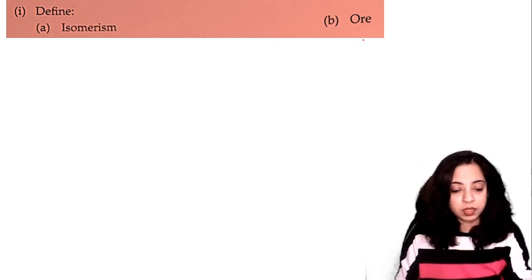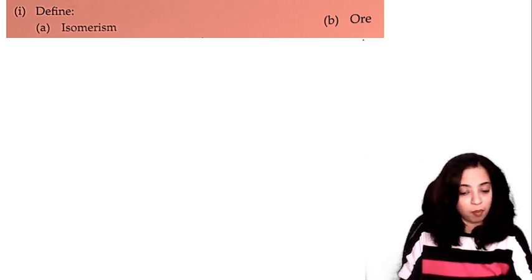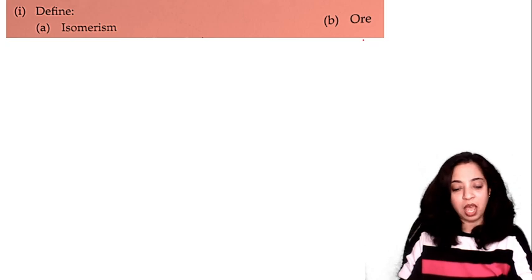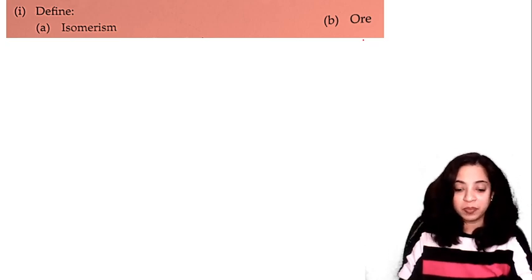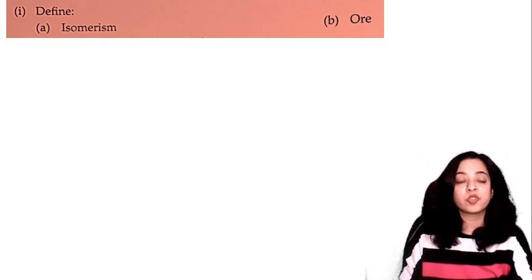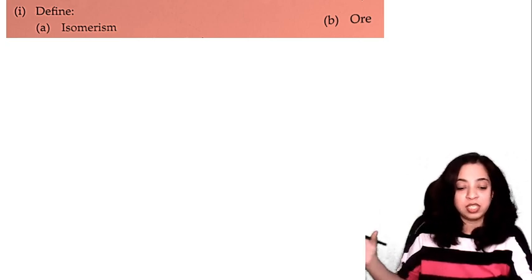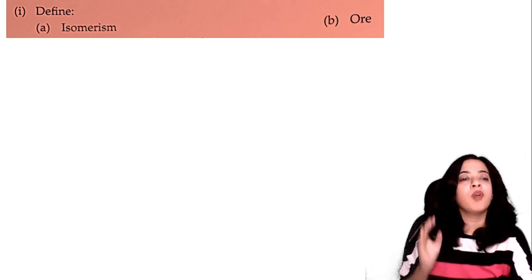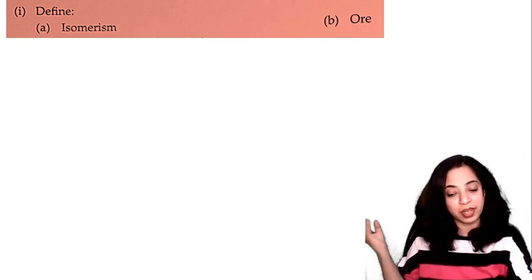The compounds having the same molecular formula but different structural formula are called isomers of one another, and this phenomenon is known as isomerism. So first you have to say what isomers are, and then this phenomenon of forming isomers is known as isomerism.